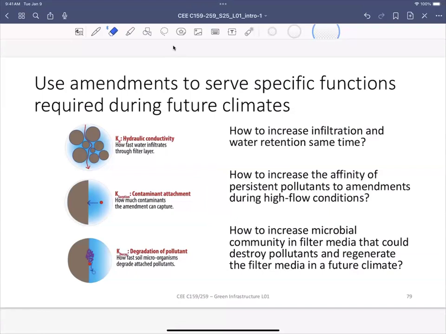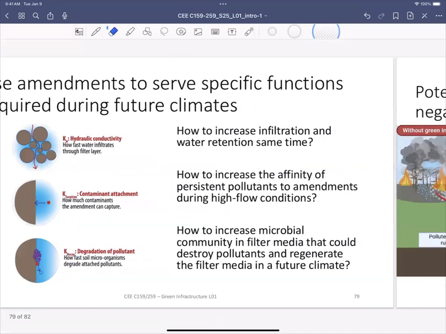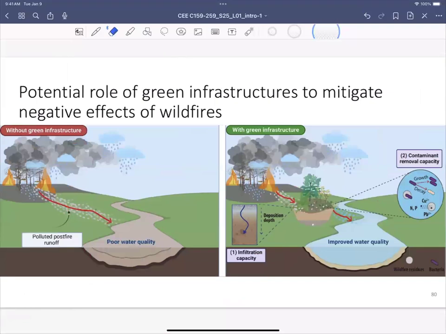And now I want to explain to you about specific projects related to your class project. That's basically the potential role of green infrastructure to mitigate the negative effects of wildfire. As you know, wildfire is increasing in frequency and intensity. That's because of climate change. With global warming, you have more methane that warms the climate. That warm climate means you have more evaporation, less water. Less water means there is more dry weather in Los Angeles or California.